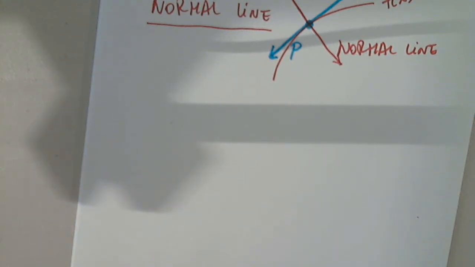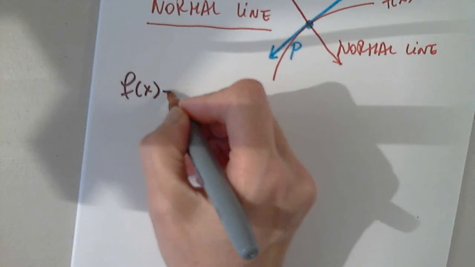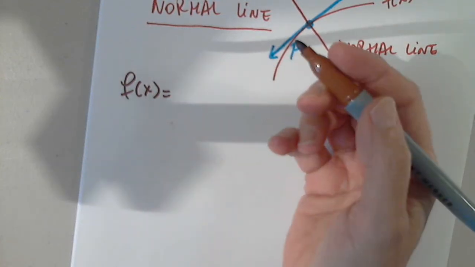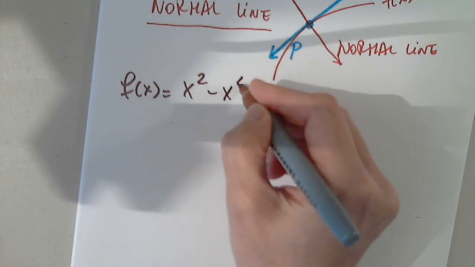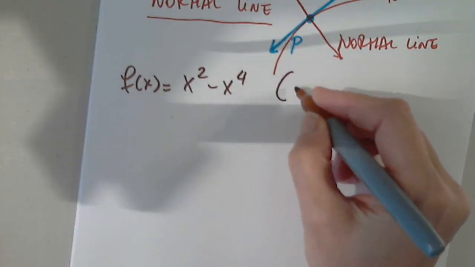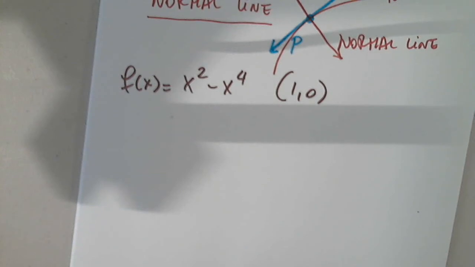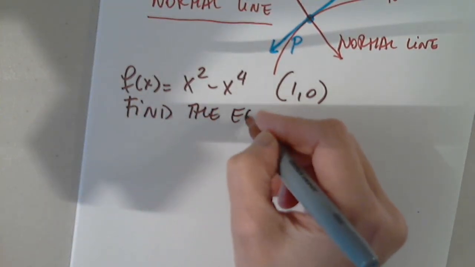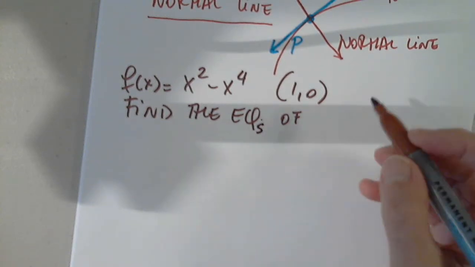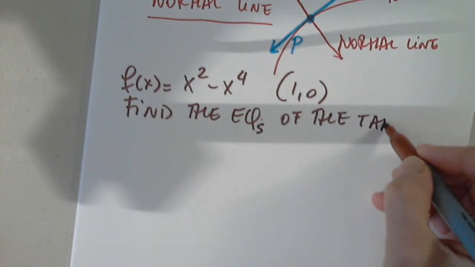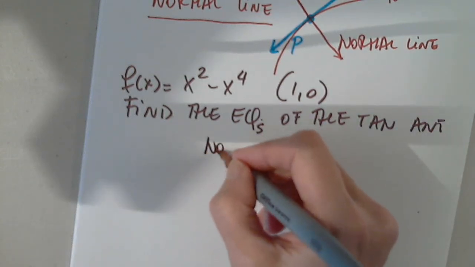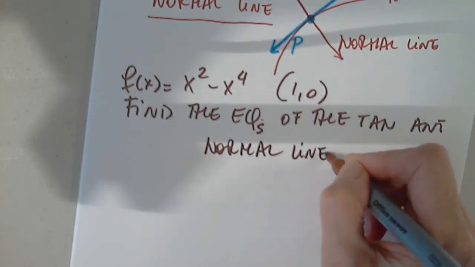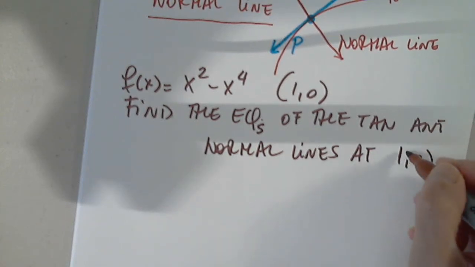If I'm given a function, so let's say f of x equals x squared minus x to the fourth, we are given a point 1, 0. And let's say we are asked to find the equation of the tangent line and the normal line. Find the equation, or equations if you want, of the tangent and normal lines at, of course, 1, 0.